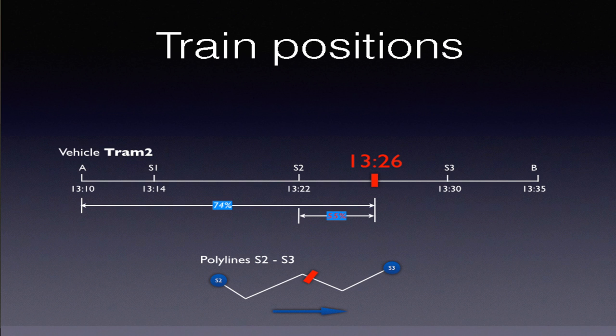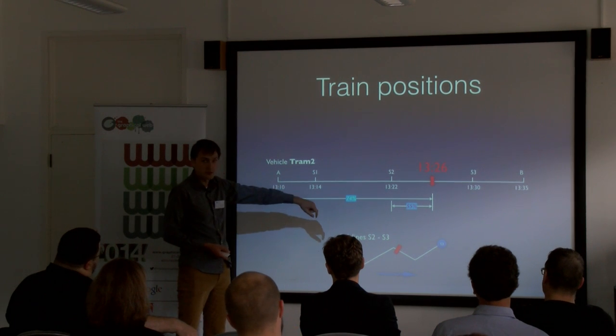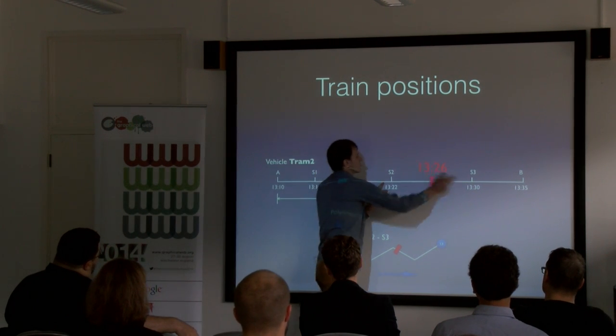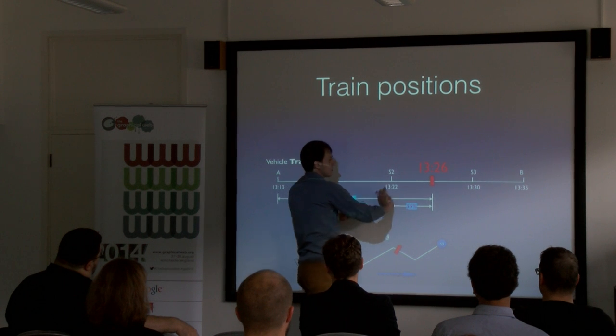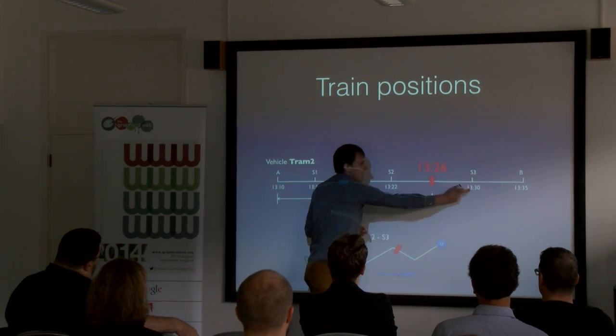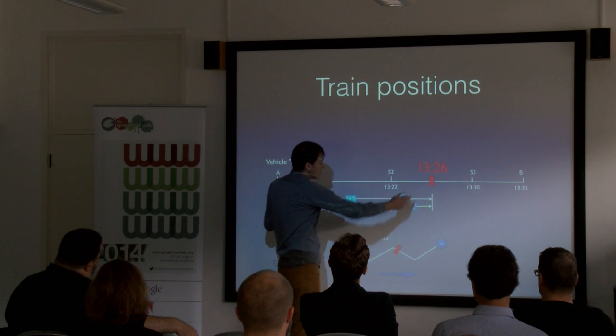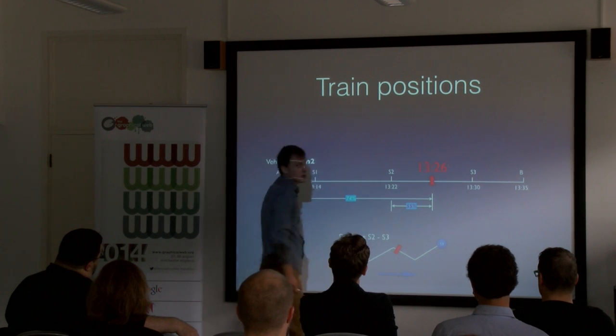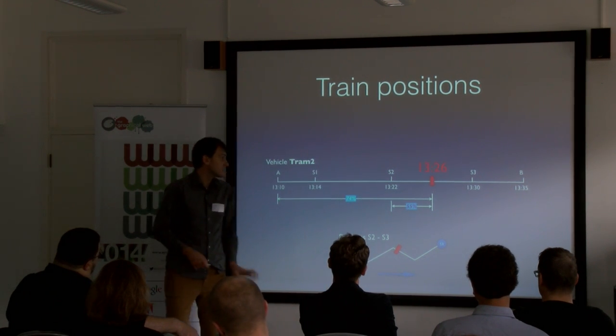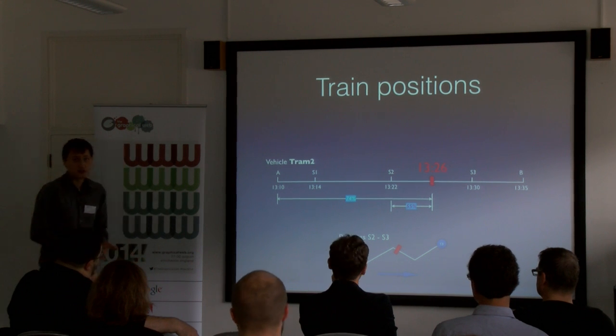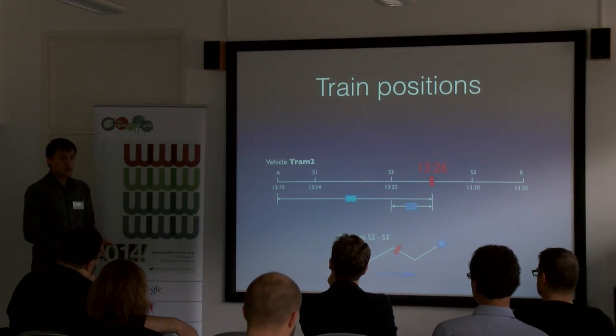Given a start and an end position, A and B, of the train, and an intermediary track between two stations, and I know the current time, and I know the timetables between those two stations, I can interpolate and then project my train on the line. So it's a simple thing. The train goes with a constant speed, and it's always on time.